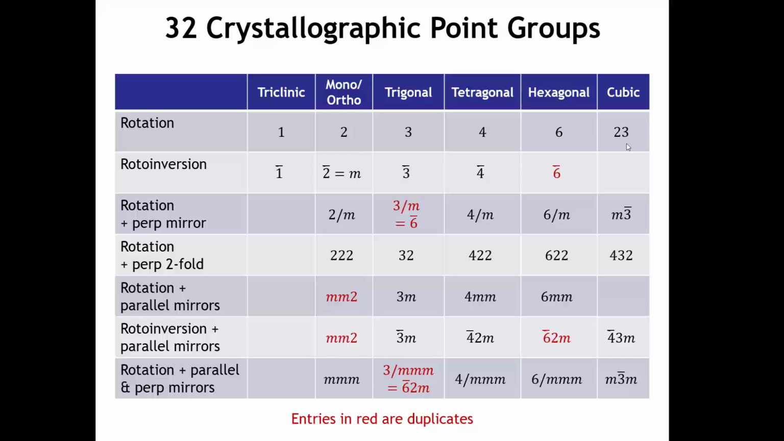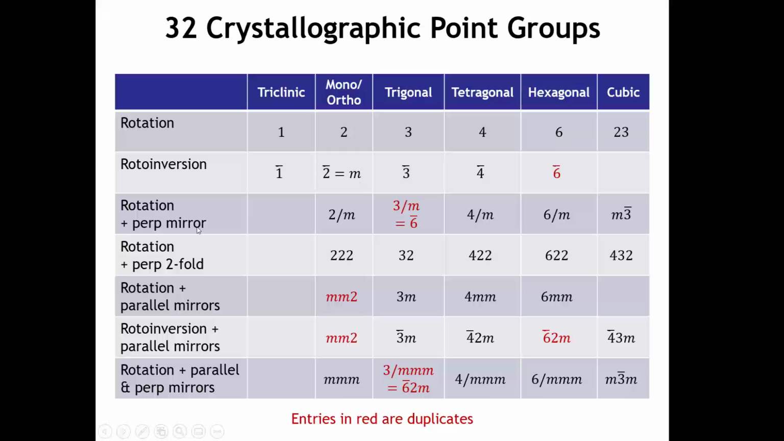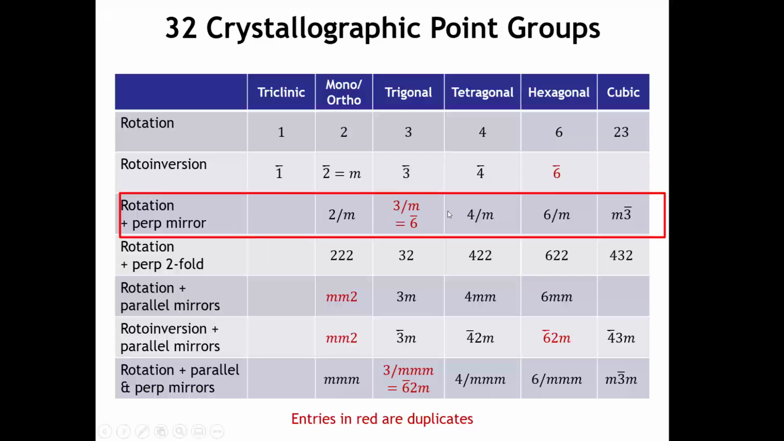Let's generate the other point groups by doing different permutations on that idea. So in the second row, we see the kind of point groups that we might get if we have a roto-inversion axis instead of a proper rotation axis. Remember that a twofold roto-inversion axis is the same thing as a mirror plane. So this point group we call m. Then we could have a rotation axis and a perpendicular mirror plane, and that would give us the point groups we see in this row.